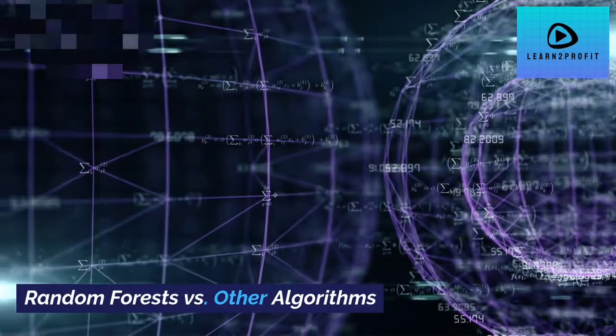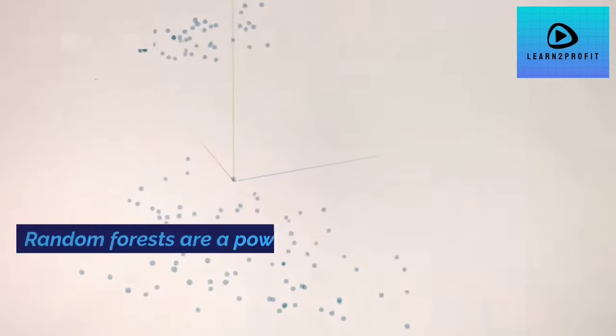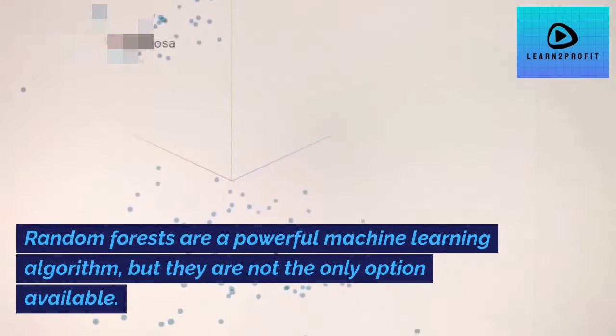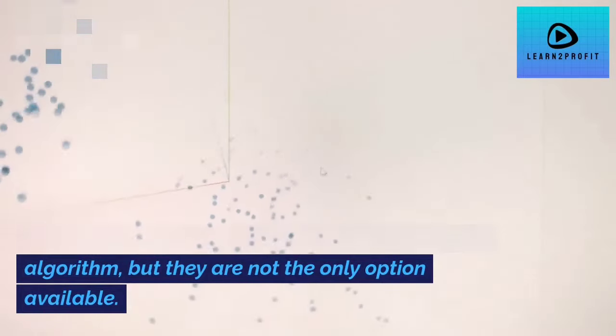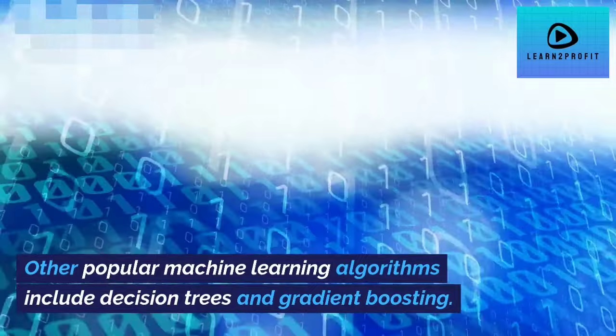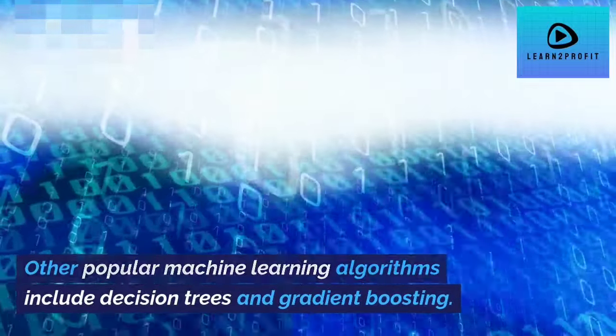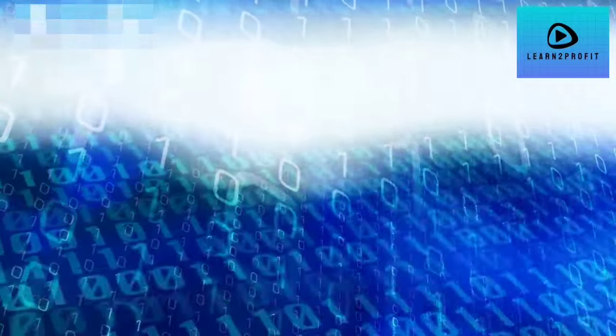Random forests versus other algorithms. Random forests are a powerful machine learning algorithm, but they are not the only option available. Other popular machine learning algorithms include decision trees and gradient boosting.